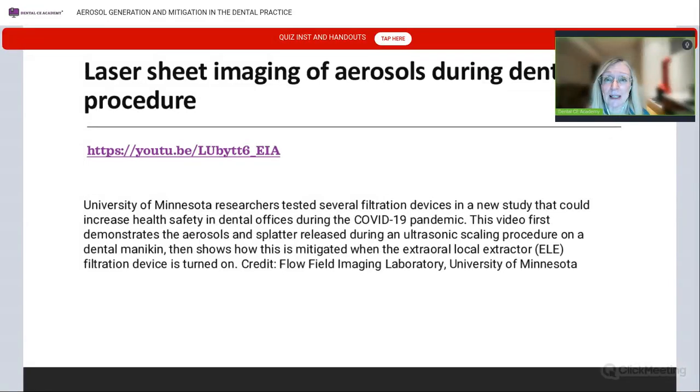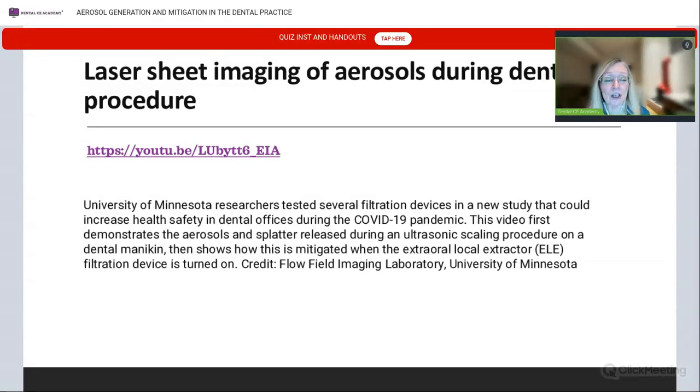You can actually test your various procedures in your practice and find out if you can change procedurally what you're doing to reduce the amount of aerosol you're producing to begin with. And in many cases, you can.